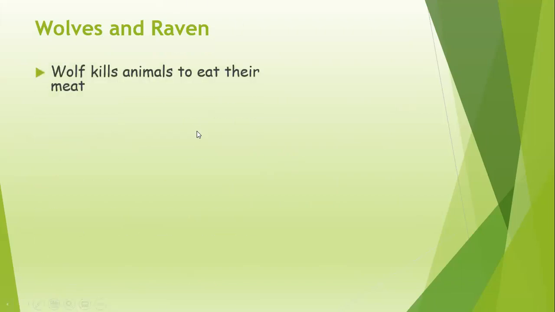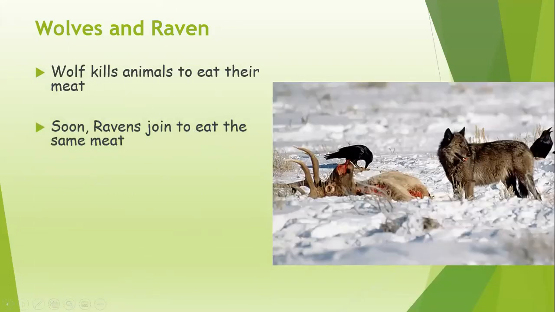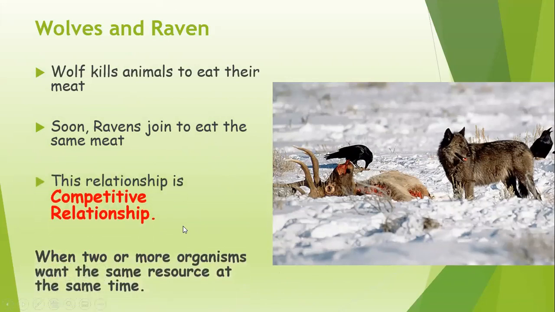This is an example of wolves and ravens. This wolf kills this animal to eat its meat. Now soon these black birds here, which are called ravens, will join and they want to eat the same meat at the same time. Now the wolf also wants to eat it, the ravens also want to eat the same meat. Now this relationship where two organisms, two living things, are having a competition with each other to have the same resource at the same time, this relationship is called a competitive relationship.